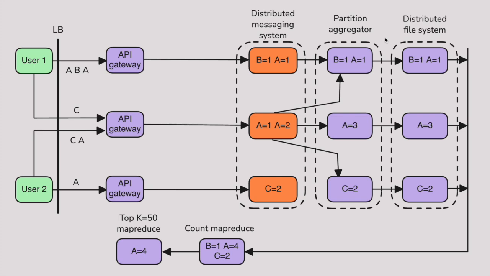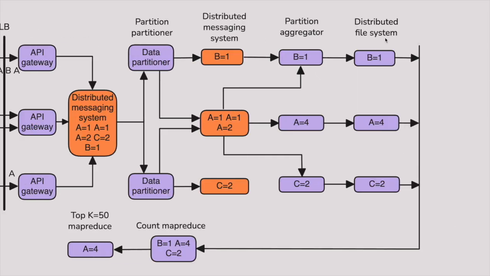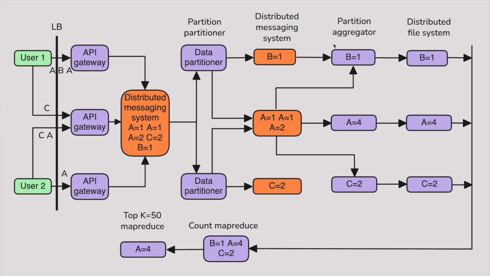But we can also go with a different design, where we add an extra step of pre-processing the events and making sure that events of the same type end up on the same partition. This way, as you can see in the diagram, we have a data partitioner that consumes events from the main Kafka queue, and then it partitions them based on the hash of the event, which means events of the same type will go into the same Kafka partition.